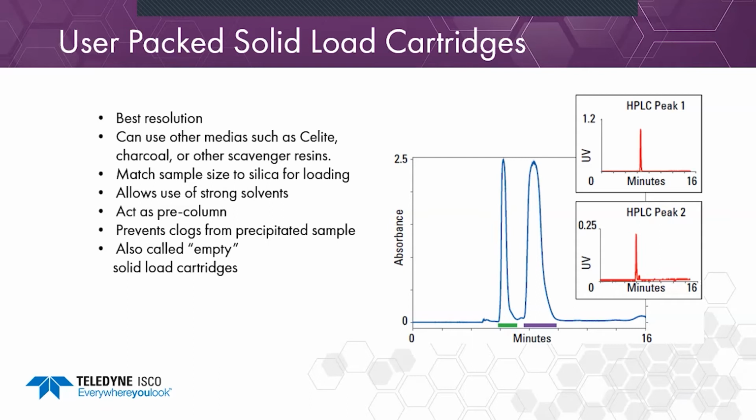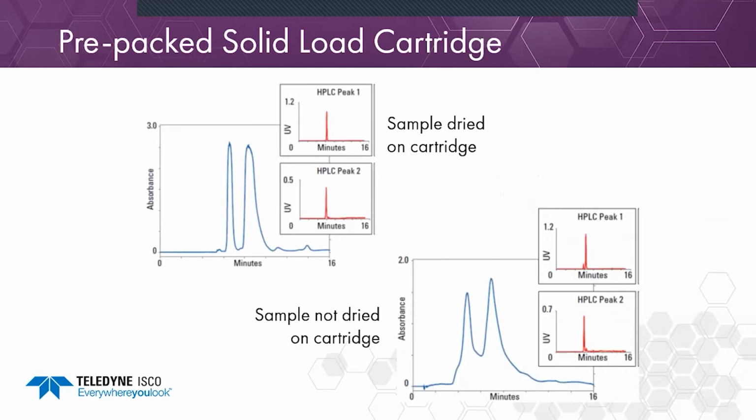Now, if we do the pre-packed solid load cartridge, we have two examples here. One is when the sample has been completely dried on the cartridge, and one where the sample wasn't completely dried. We've loaded it with strong solvent onto the pre-packed cartridge. We dried the sample in the cartridge completely, and we're able to get good separation. The resolution is not quite as great as the user-packed, but you still get good clean separation between the two compounds. We get baseline resolution, which is great.